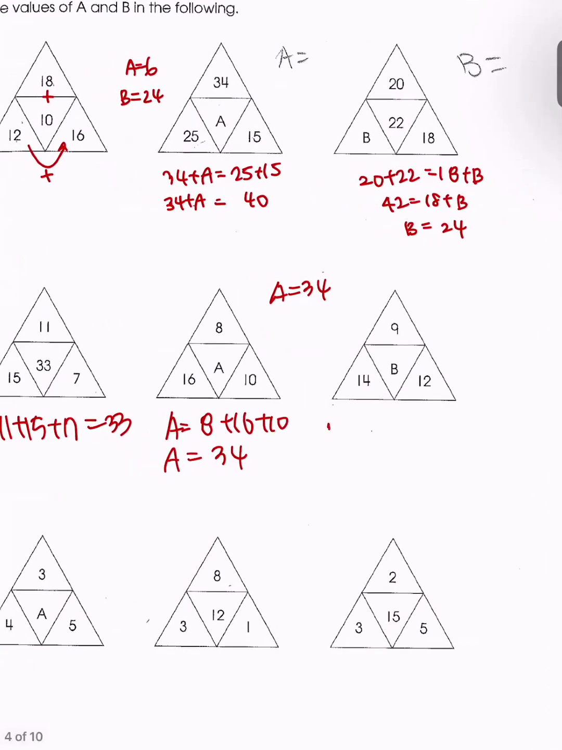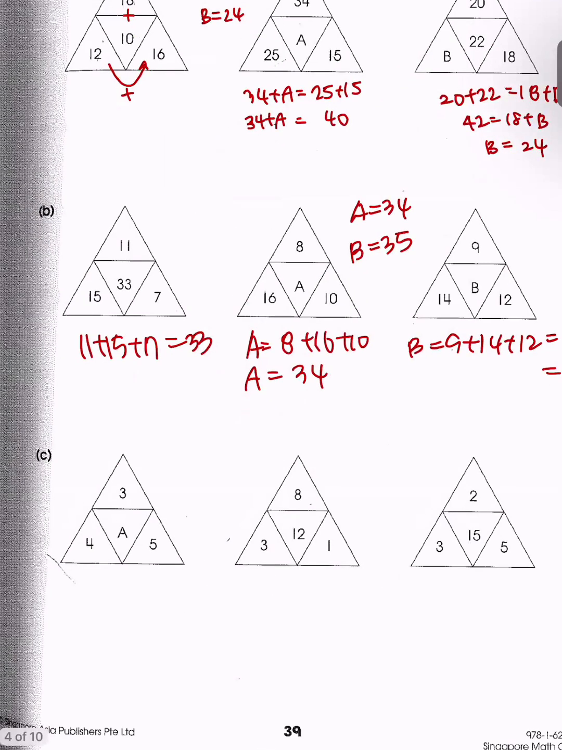Then for B, B is going to be 9 plus 14 plus 12, which is going to be equal to 9 plus 26, so that is equal to 35. So B is 35. Now we're going to look at C.